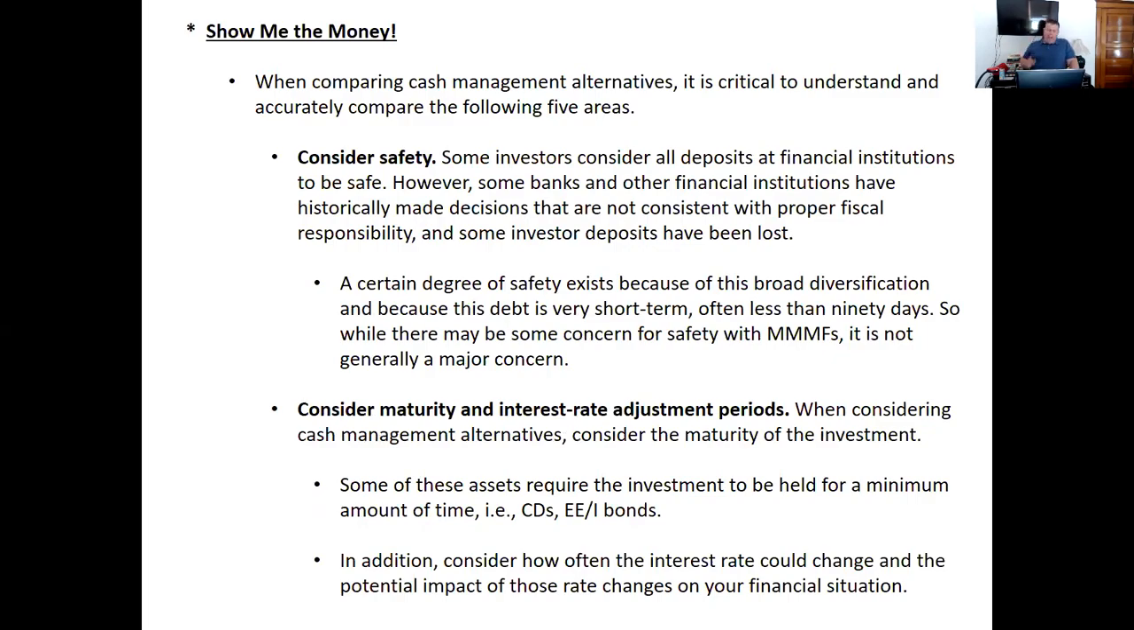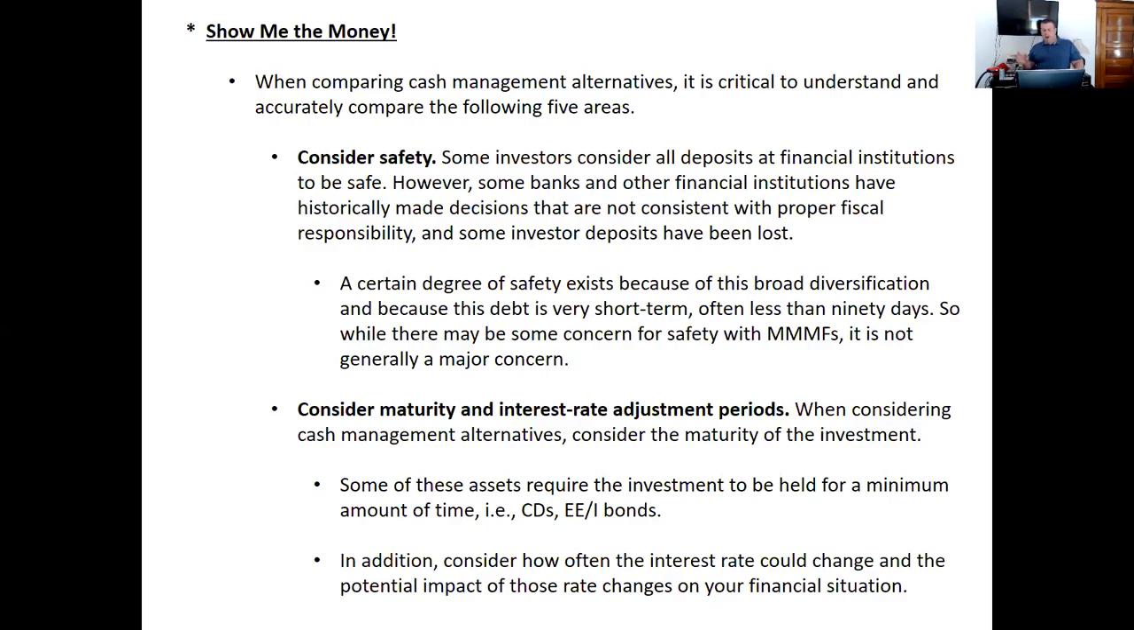Now, the last area you should consider is maturity and interest rate adjustment periods. When considering cash management alternatives, you always need to consider the maturity of the investment. And by maturity, we mean how soon can you access and liquidize the asset and get cash out of it. So some of these assets require the investment to be held for a minimum amount of time. For example, CDs, Series EE and I bonds, you actually have to hold for a certain period of time before you can cash them out without penalty.